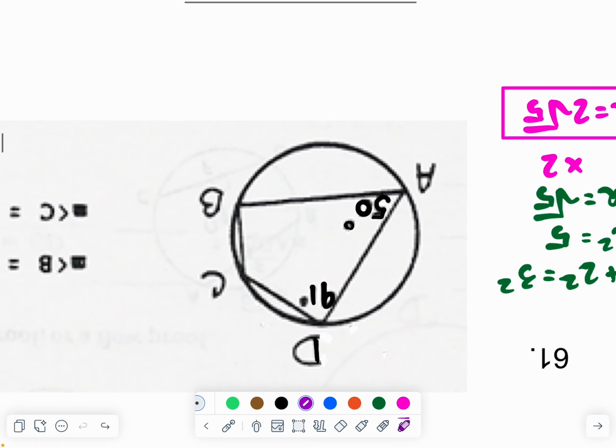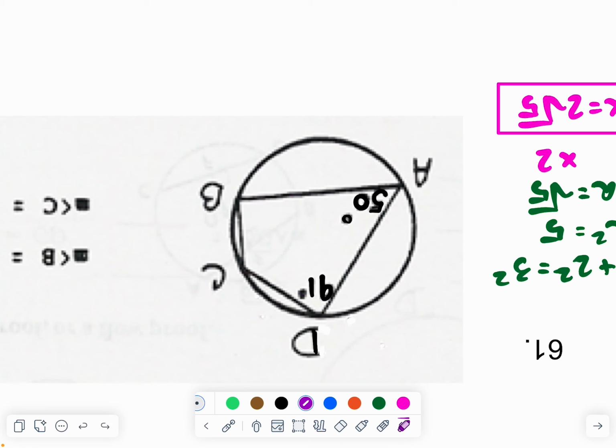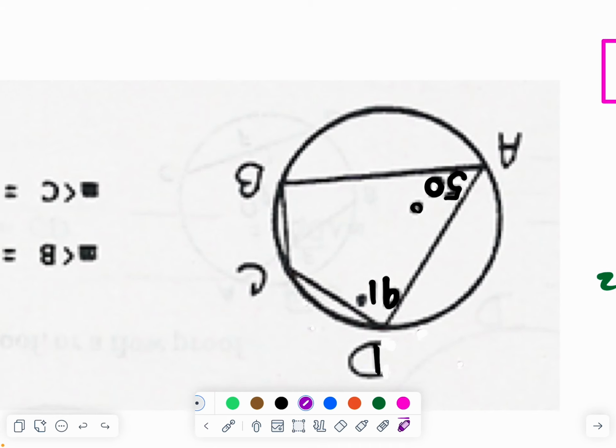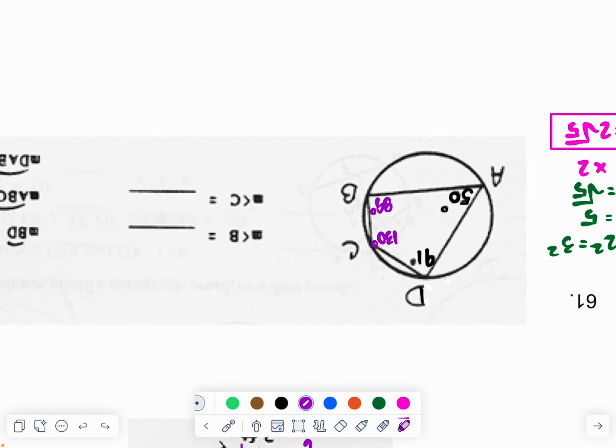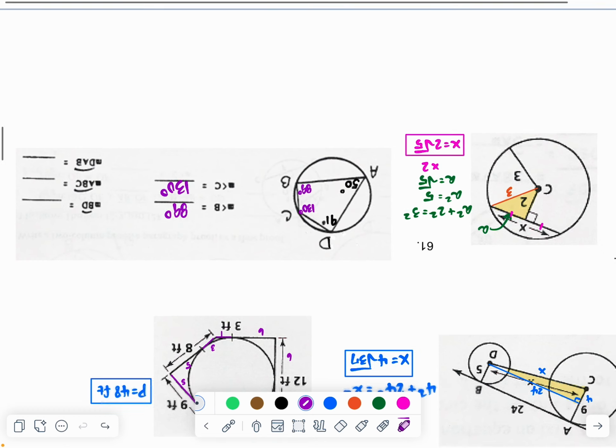All right, number 61. Looks like I have a quadrilateral inscribed in a circle. Remember what that means: the opposite angles are supplementary whenever that is happening. That was our rule from day 1. So this is 130 degrees because these 2 angles are supplementary. And we know that this guy is 89 degrees because these 2 angles are supplementary. So those are our first 2 questions: the measure of angle B is 89 degrees, and the measure of angle C is 130 degrees.